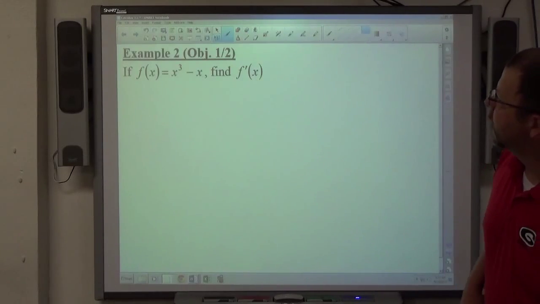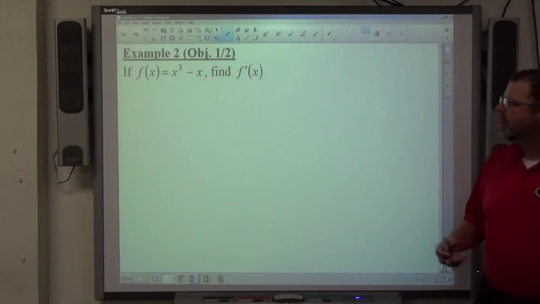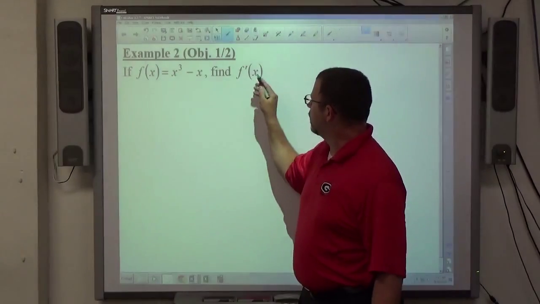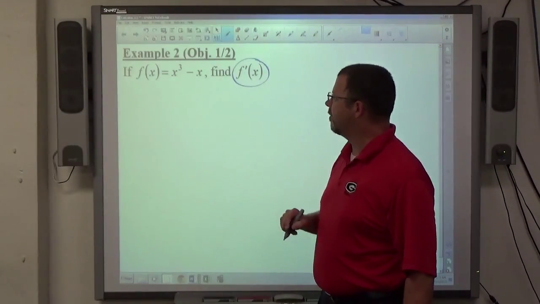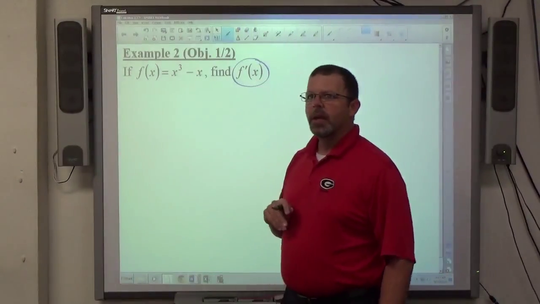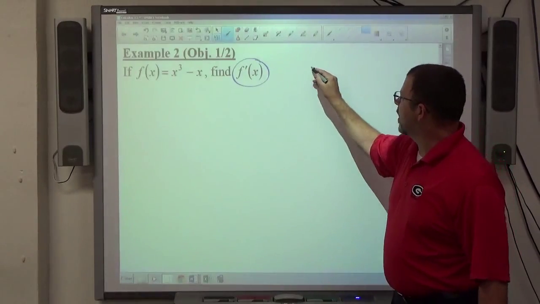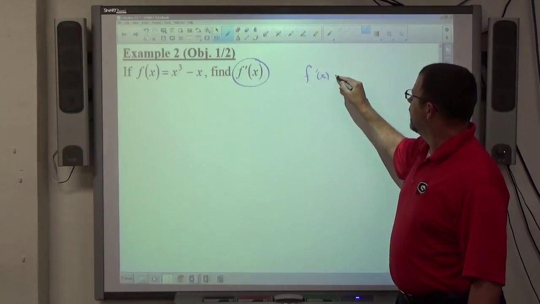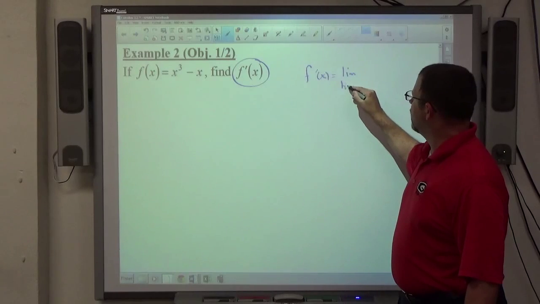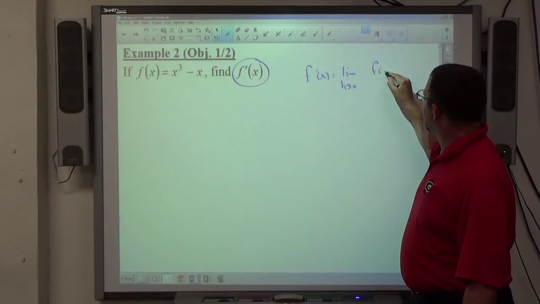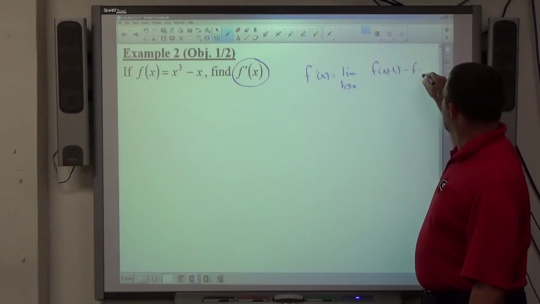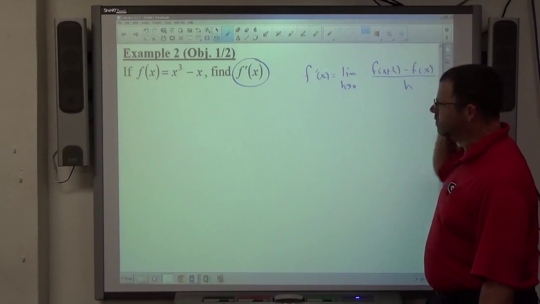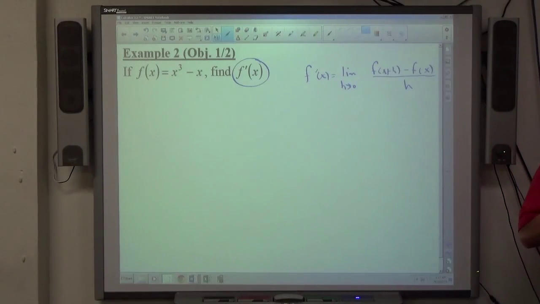Example 2 says, find f prime of x if f of x equals x cubed minus x. F prime of x being the first derivative of the function f of x. The definition of derivative says f prime of x equals the limit as h approaches 0 of f of x plus h minus f of x, all over h. That's the definition of derivative. That's something that you need to have under control.